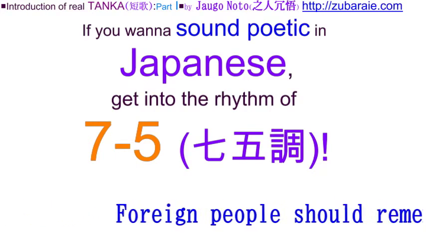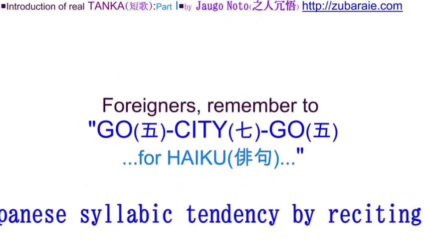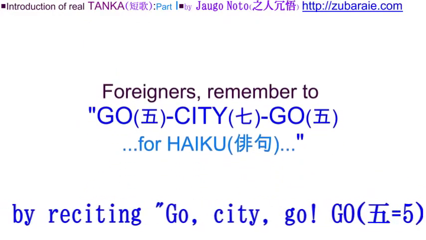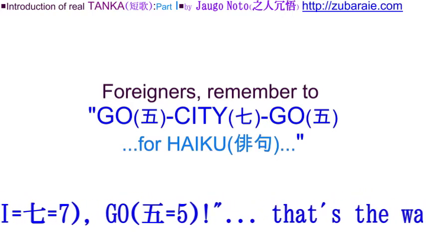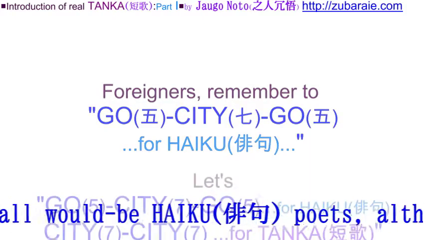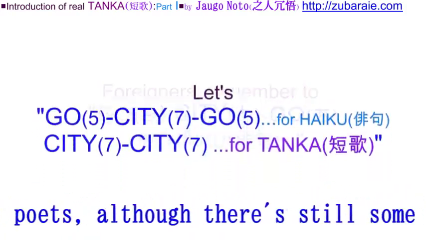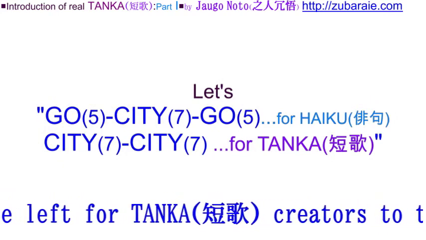Foreign people should remember this Japanese syllabic tendency by reciting go, city, go. Go, 5, city, 7, go, 5. That's the way to go for all would-be haiku poets, although there's still some more distance left for tanka creators to tread.